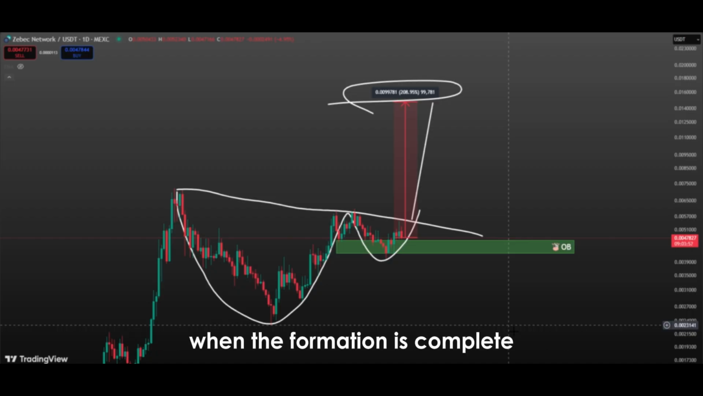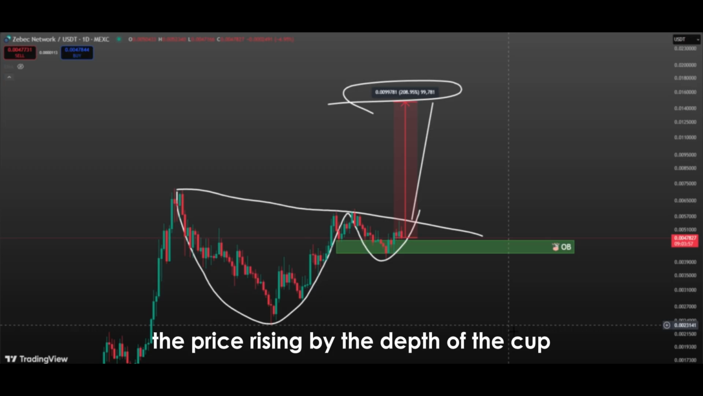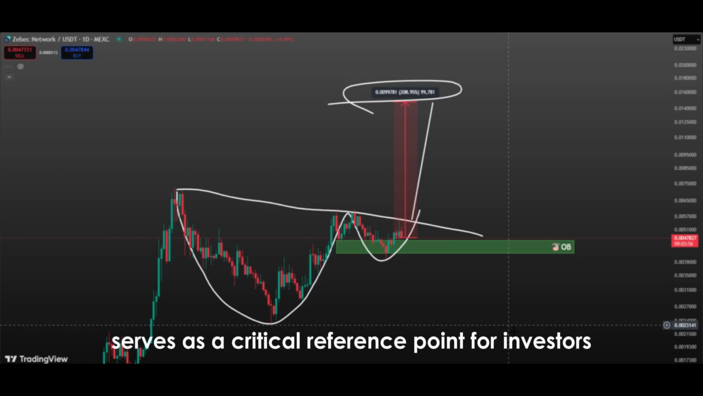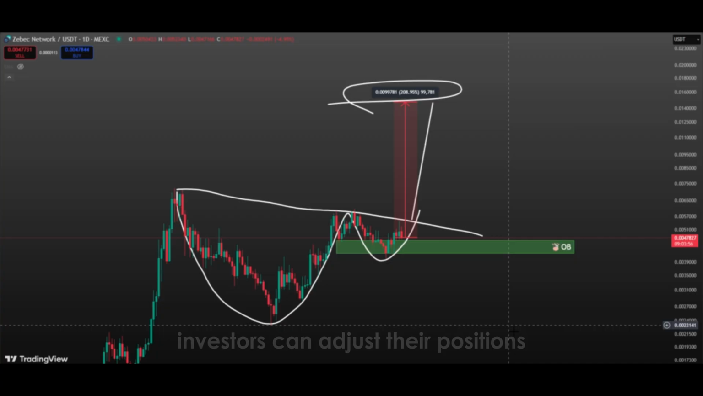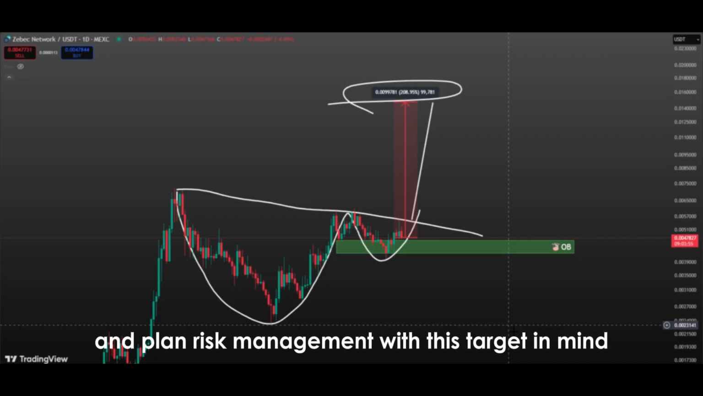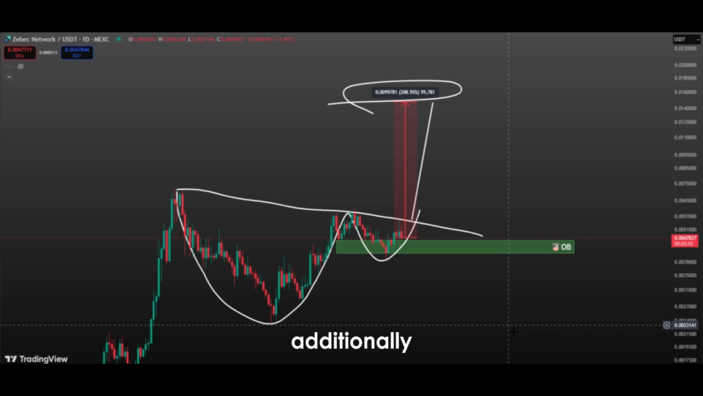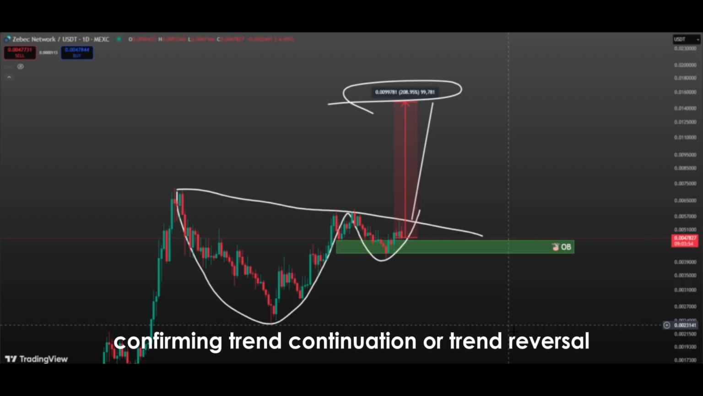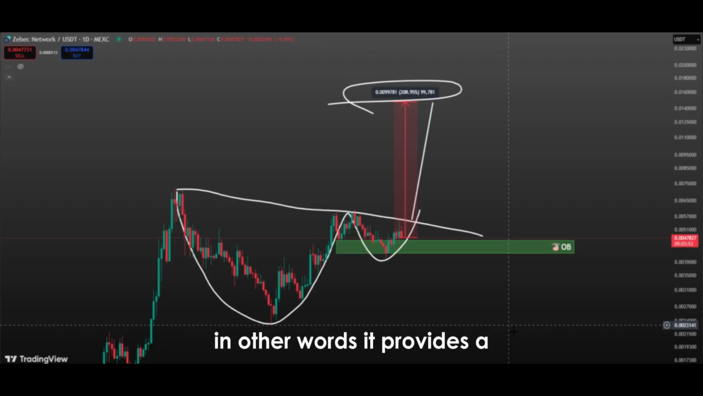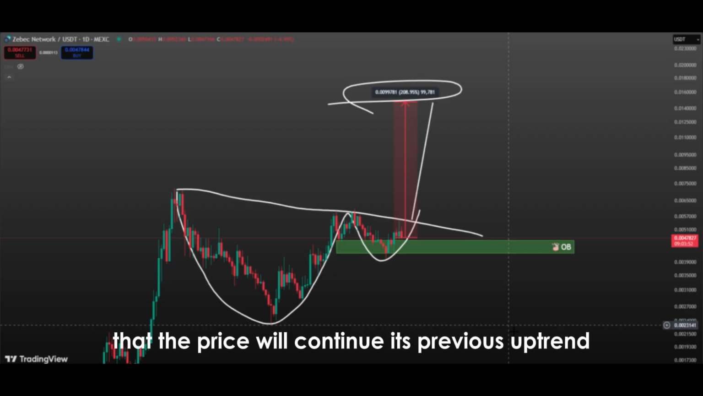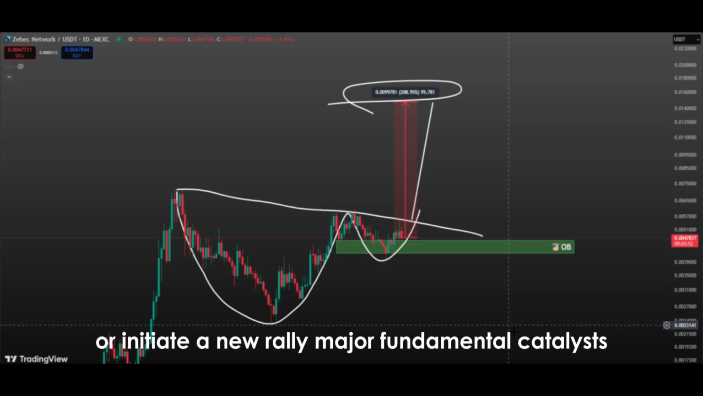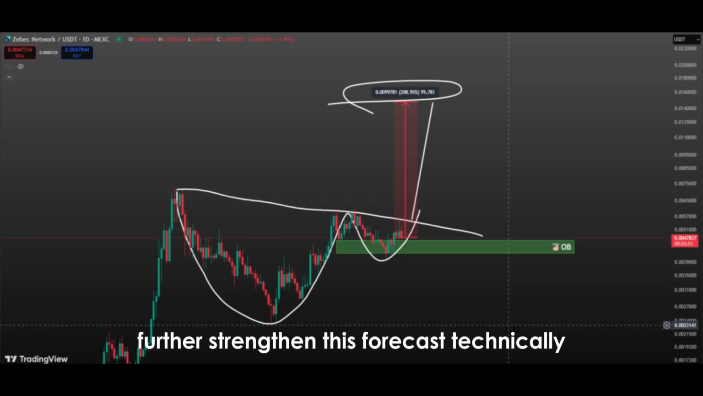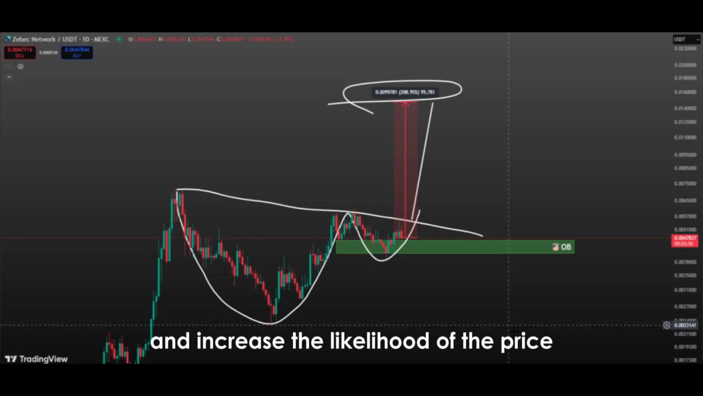When the formation is complete, the price rising by the depth of the cup serves as a critical reference point for investors to realize profits. Investors can adjust their positions and plan risk management with this target in mind. Additionally, the cup and handle formation is often used as a signal confirming trend continuation or trend reversal. In other words, it provides a strong forecast that the price will continue its previous uptrend or initiate a new rally. Major fundamental catalysts, such as a Coinbase listing, further strengthen this forecast technically and increase the likelihood of the price rising by the depth of the cup.